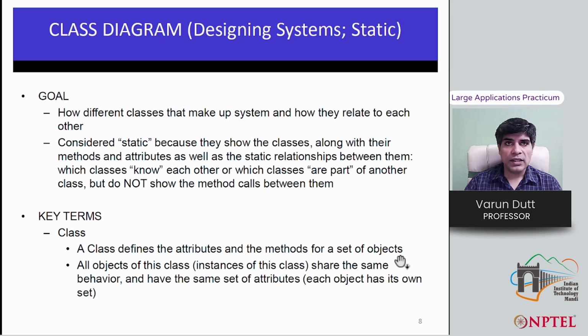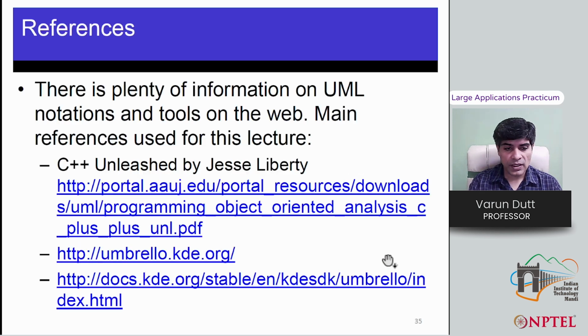So generally a class can be a class of students, where the members are the students and the functions are take exam, come to class, and such kinds of functions. All the objects of this class, instances of this class, share the same behavior and have the same set of attributes and the same set of functions accessible to them. So we will look at class diagrams in more detail ahead in the class.